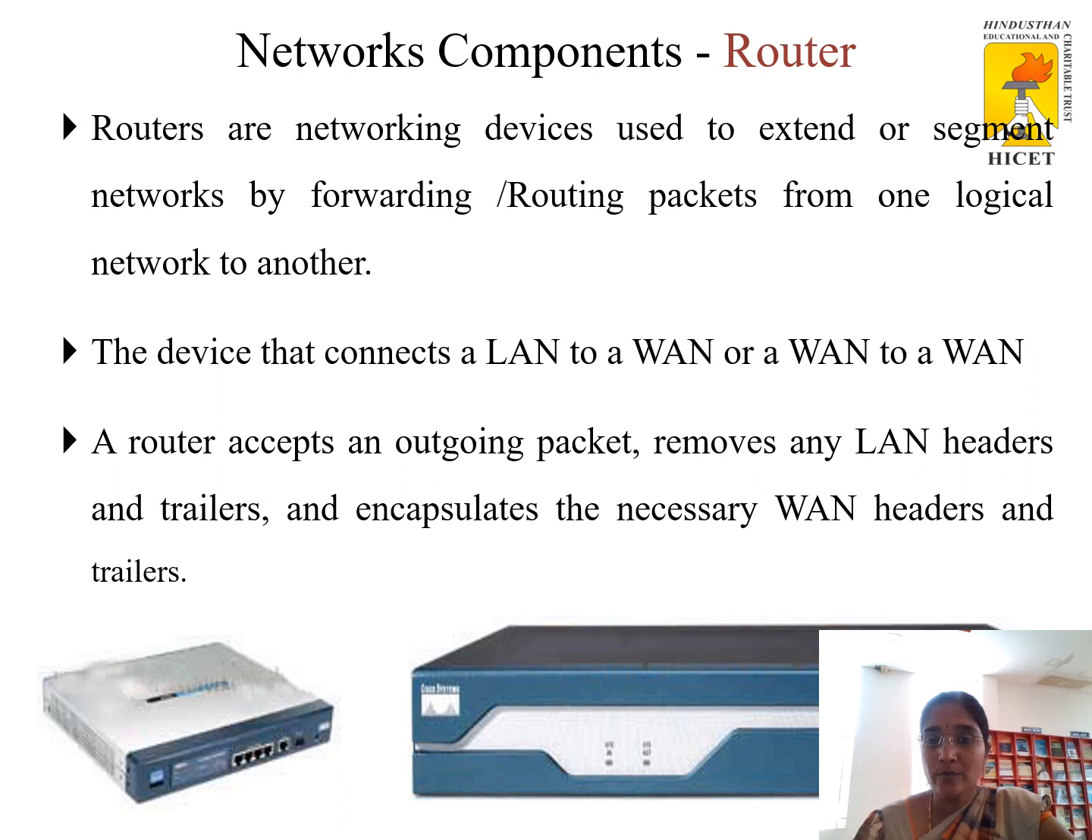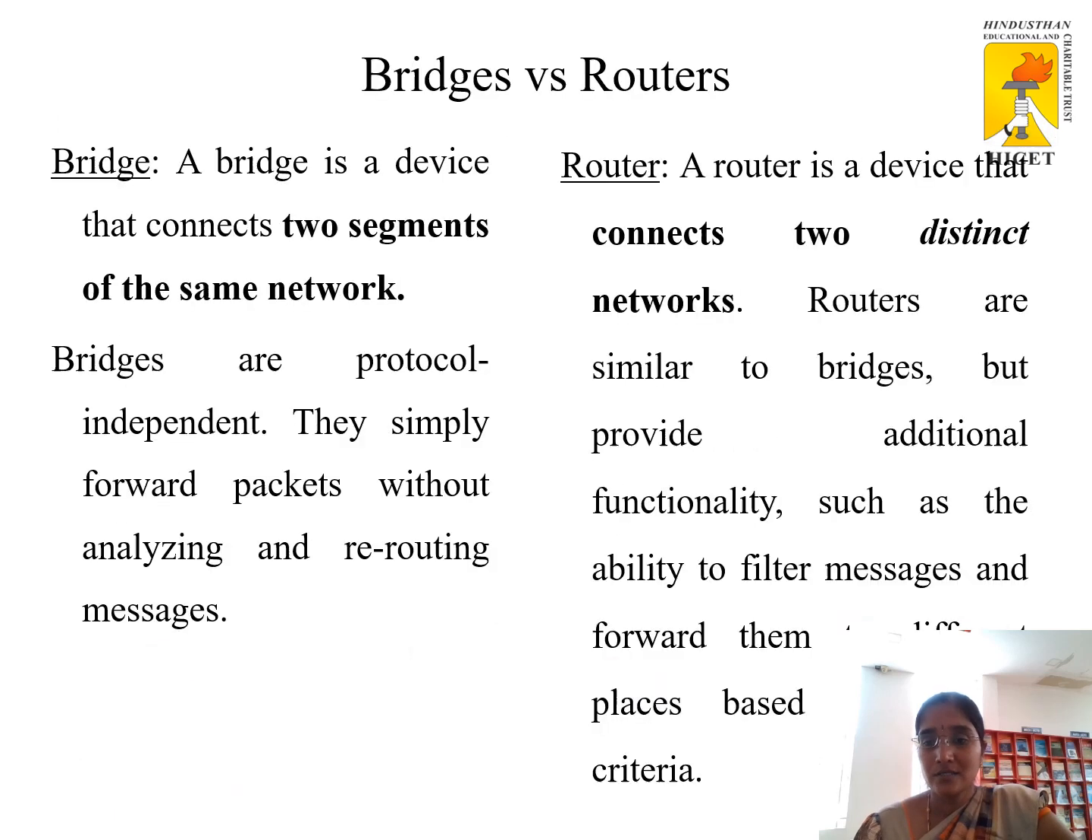So the next component is routers. Routers are networking devices used to extend or segment networks by forwarding or routing packets from one logical network to another. This device mainly connects LAN to WAN and WAN to WAN. A router can help two networks get connected, and it also acts as an interface for connecting multiple LANs together. A router accepts an outgoing packet, removes any LAN headers or trailers, and encapsulates the necessary WAN headers and trailers. So unneeded data can be rejected during this data transmission.